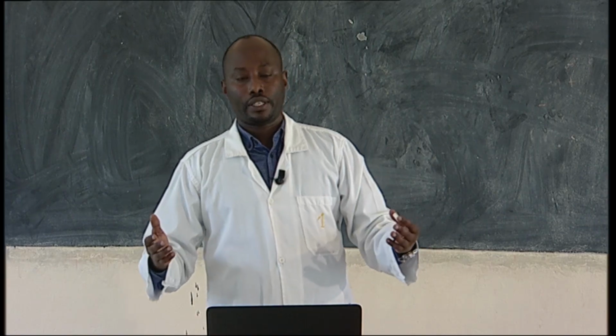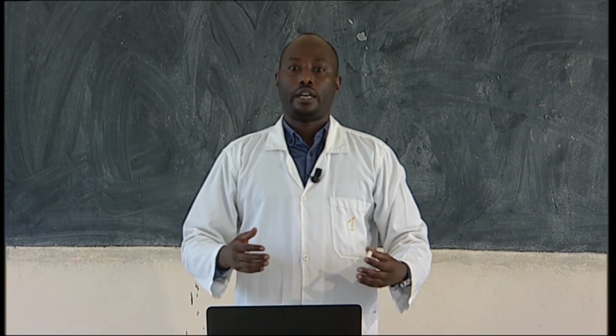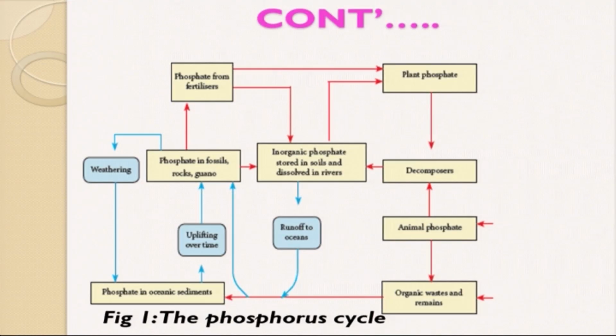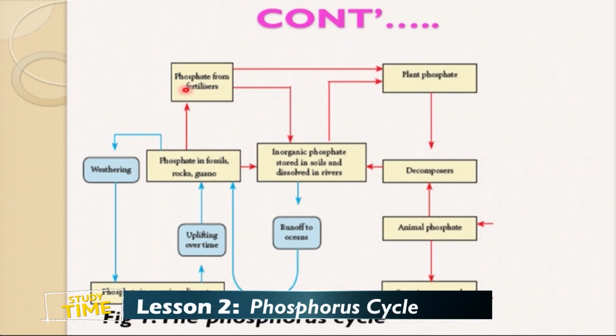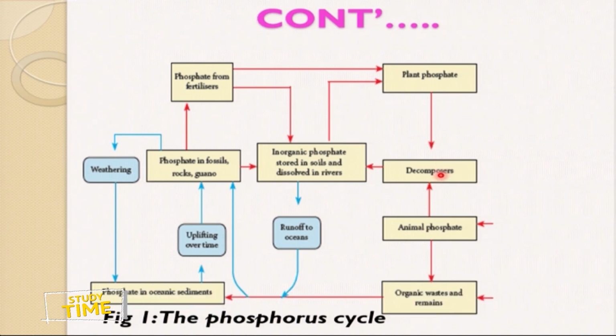We have a flow chart that is trying to show you how phosphorus can be saturated on the earth. We mentioned that phosphorus can be found in phosphate ions and hydrogen phosphate ions. We're going to go through the processes that are necessary for the phosphorus cycle. We have weathering. Because of weathering, we have phosphate in fossils, in rocks, and what we call guanos. Guanos are the waste product from the birds.